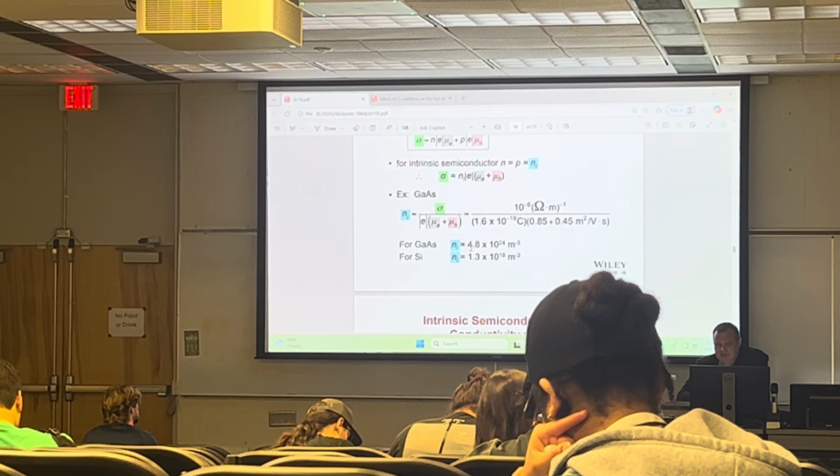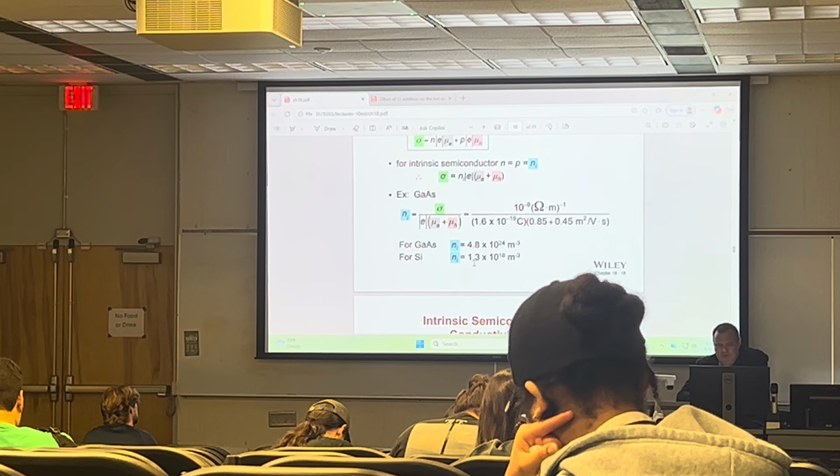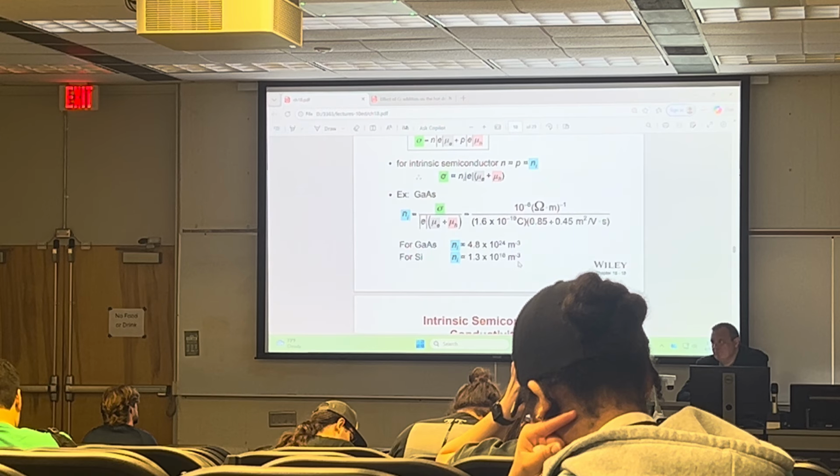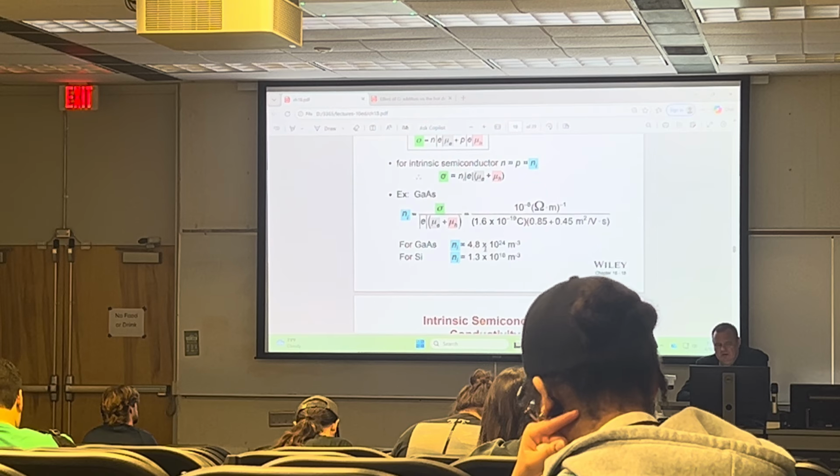So for gallium arsenide, it's 4.8 10 to the 24th per cubic meter. For silicon, it's 1.3 10 to the 16th per cubic meter. And you can see the orders of magnitude higher carriers in gallium arsenide.